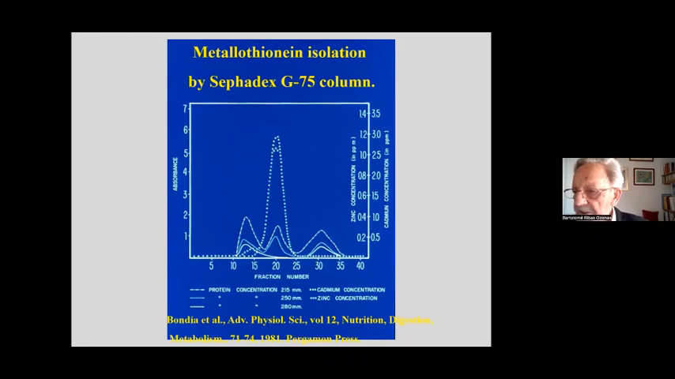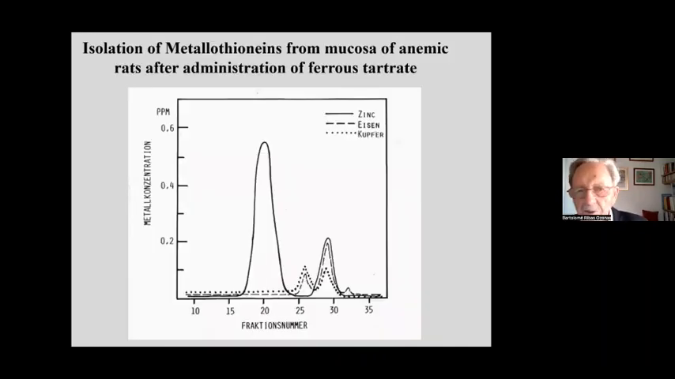Appeared in similar concentration, both metallothioneins induced by zinc and cadmium. The metallothionein has a great activity for both metal ions. In the next figure, we see the isolation of metallothionein from mucosa of anemic rat. That's very interesting because it's transferred from mucosa to the liver, the iron in anemic rats, after administration of ferrous tartrate.